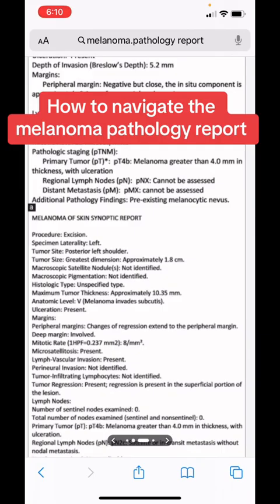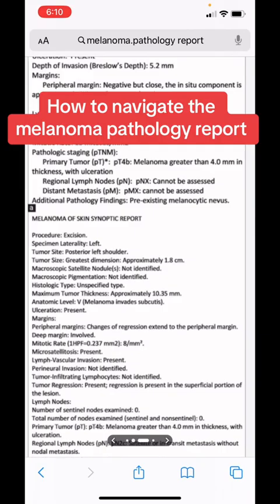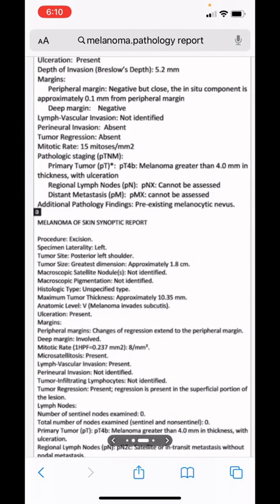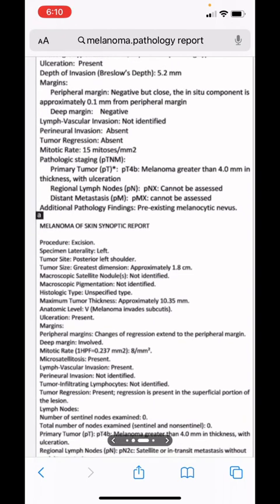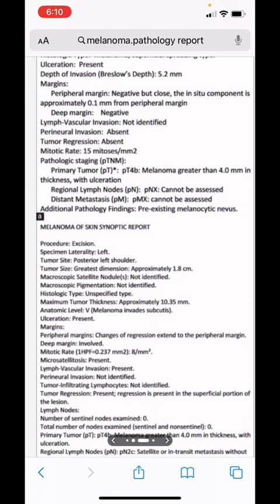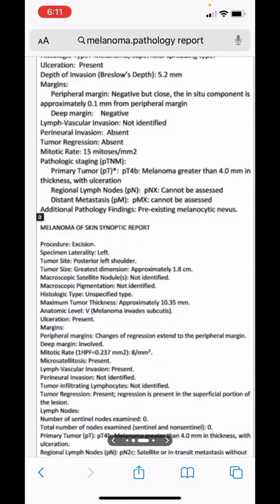I immediately give it a T4. So anything more than 4 millimeters is a T4. Then I go to the ulceration status. Where is the ulceration status? Ulceration, right there, it's present. For an ulcerated melanoma, I give it a B, so T4B. If it was not ulcerated, I would give it T4A.